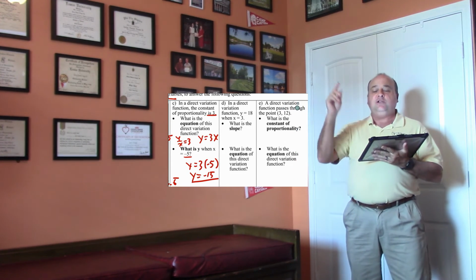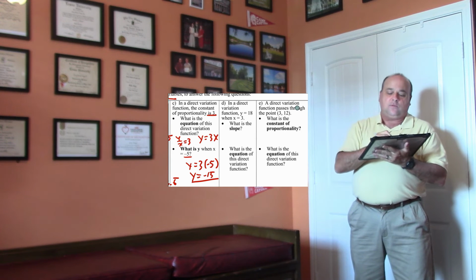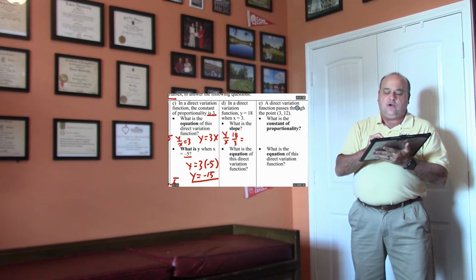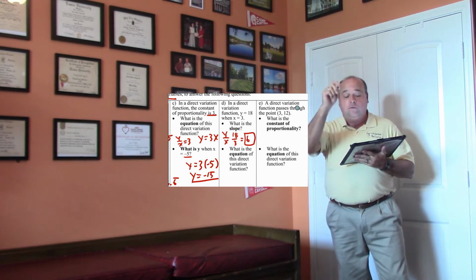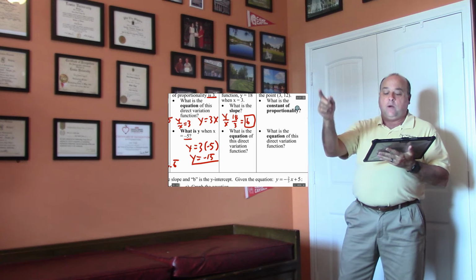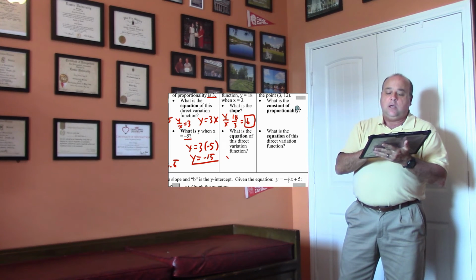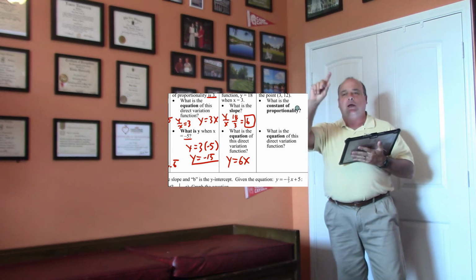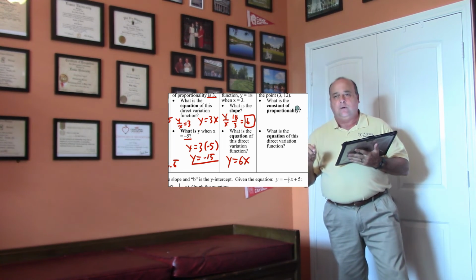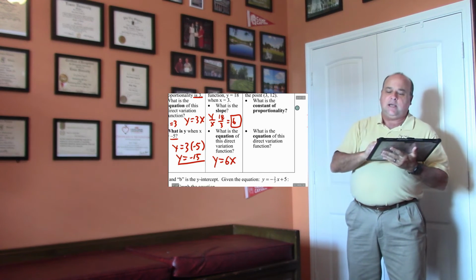In a direct variation, y equals 18 and x is equal to 3. Write down y over x. You're going to put 18 over 3, and you're going to get 6. That's called the constant of proportionality, or the slope, right? What is the equation of the direct variation equation? It's going to be y equals 6x. We're either going to replace x with something or y with something and solve for the other number. Piece of cake, piece of cake.